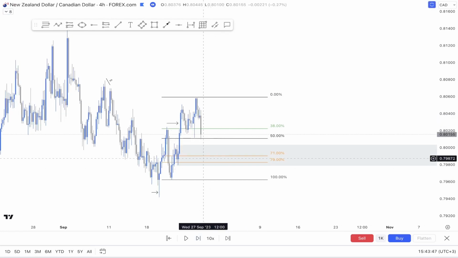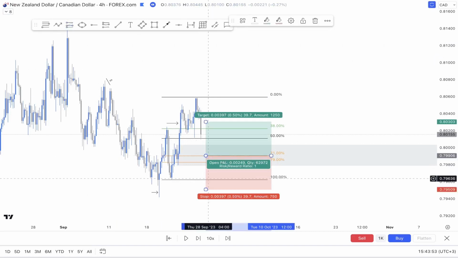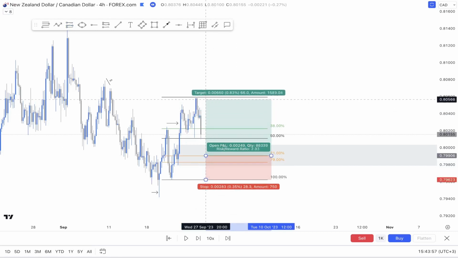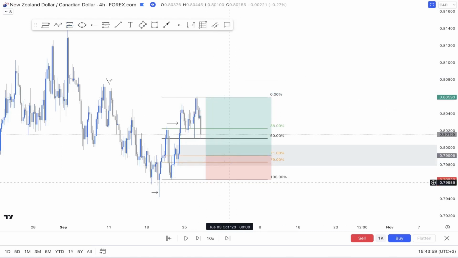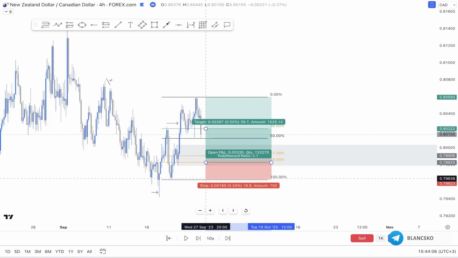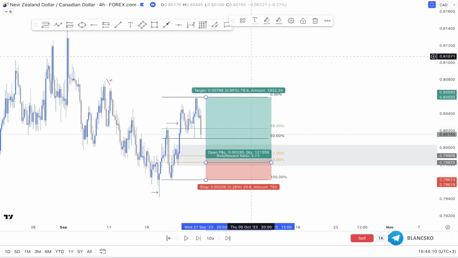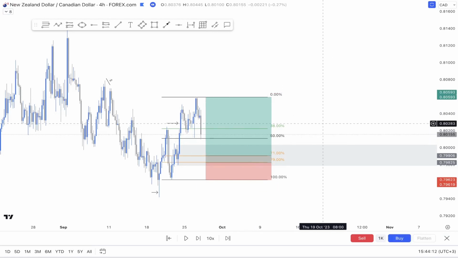Okay, we are approaching our demand. So this is where I placed the buy limit orders. The first one right here, take profit at the 0%, sorry, and stop loss at the 100. And the second order was at the 79%, stop loss at the 100, and take profit at the 0%. Okay, in total, around a 6-hour profit.